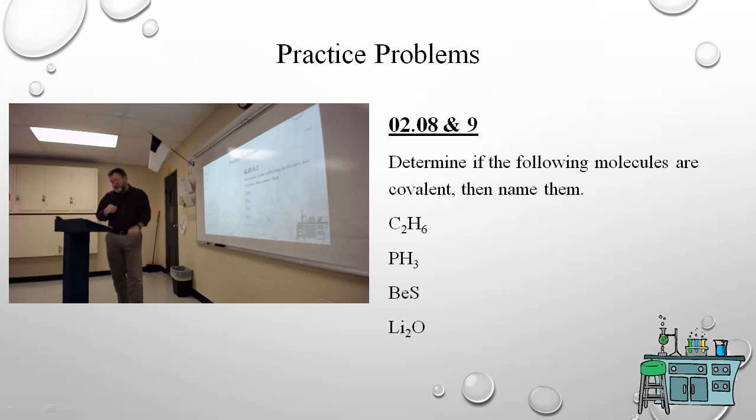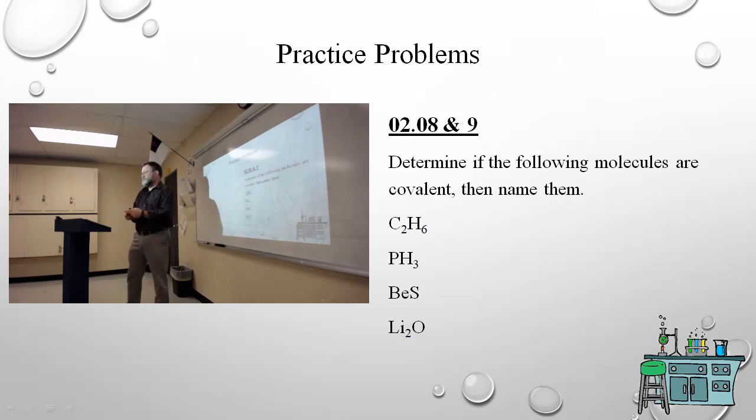Questions 8 and 9 together. Which of the following molecules are covalent? And then, for number 9, we have to name them. Name these molecules. So for this, we have to know both how to determine if it's ionic or covalent, and then based upon whether it's ionic or covalent, know how to name it.